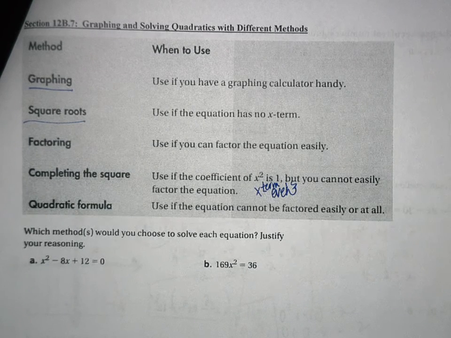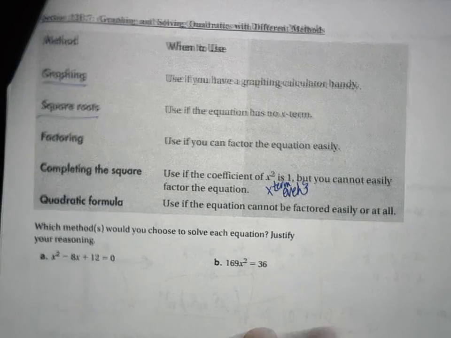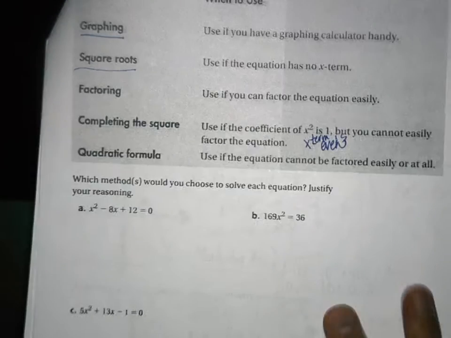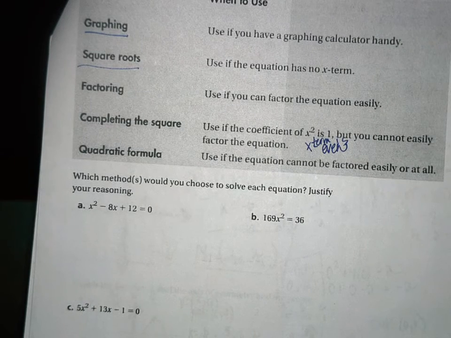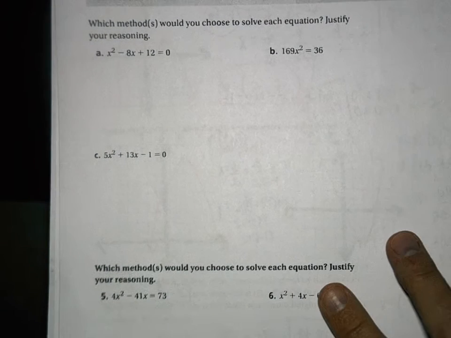Okay. These first ones, we're just going to state what we would use. We're not actually going to solve it. Okay? So it says, which method would you choose to solve each equation and justify why? Okay. So let's look at A. I want you to think about which method you would use.